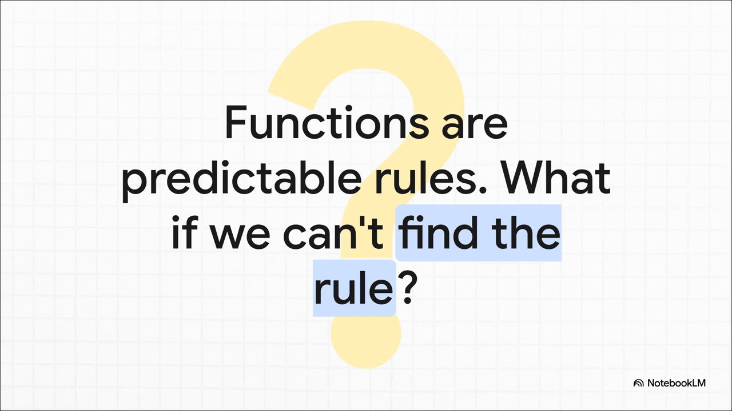But that leaves us with one last fascinating question to chew on. What about the things that aren't so predictable? What happens when we can see the inputs and we can see the outputs, but for the life of us, we can't figure out the function, the rule that connects them? Well, that's where the map ends, and that's where the real frontiers of science and discovery truly begin.